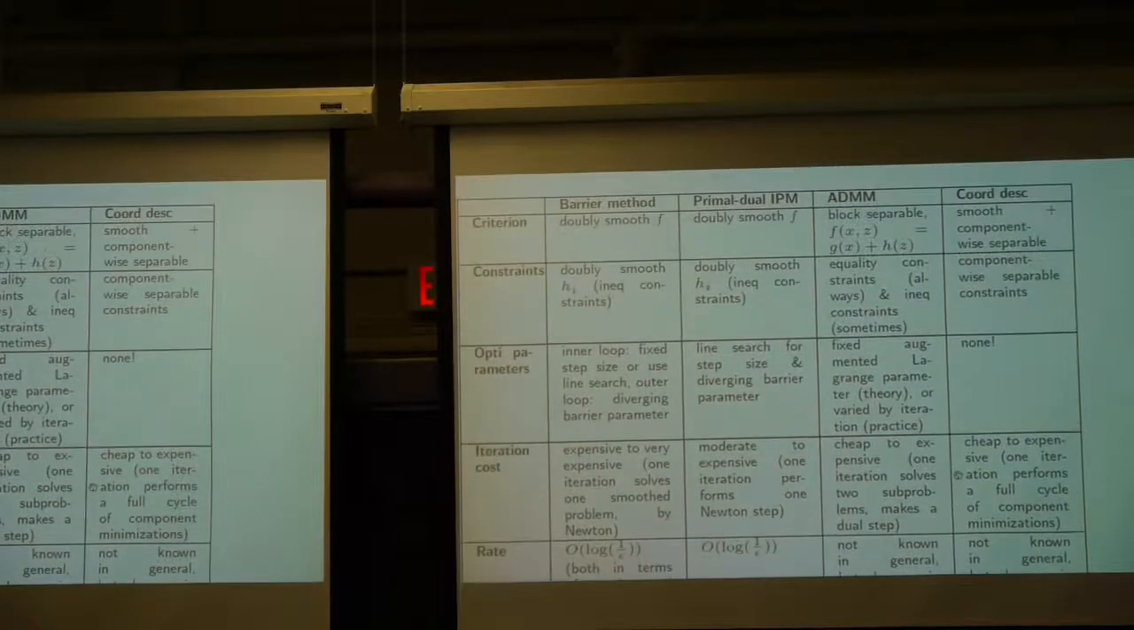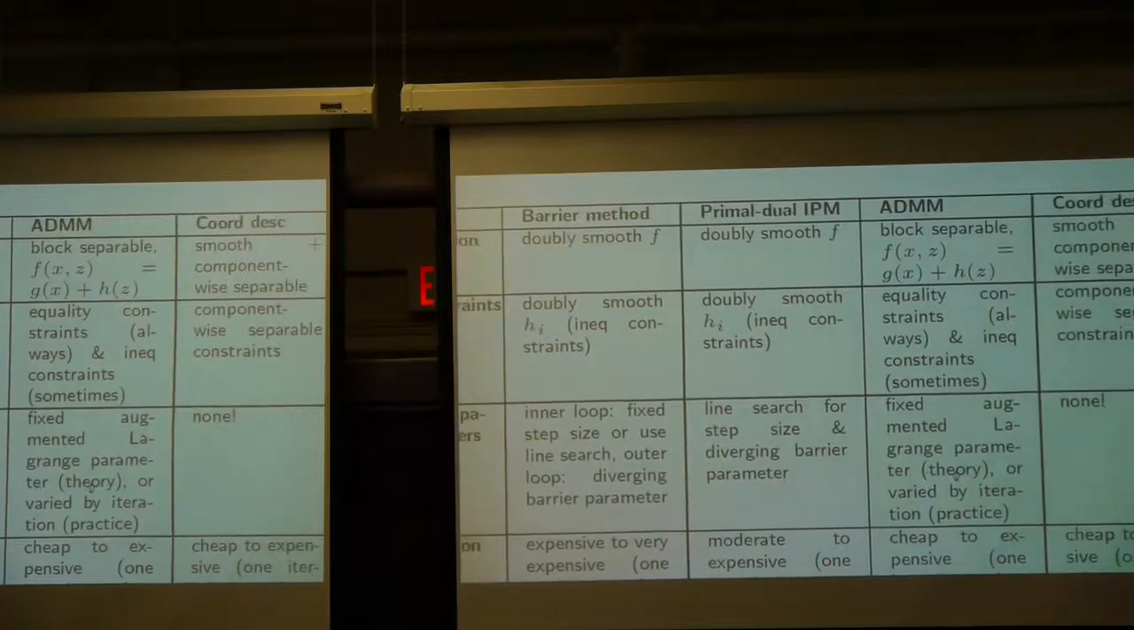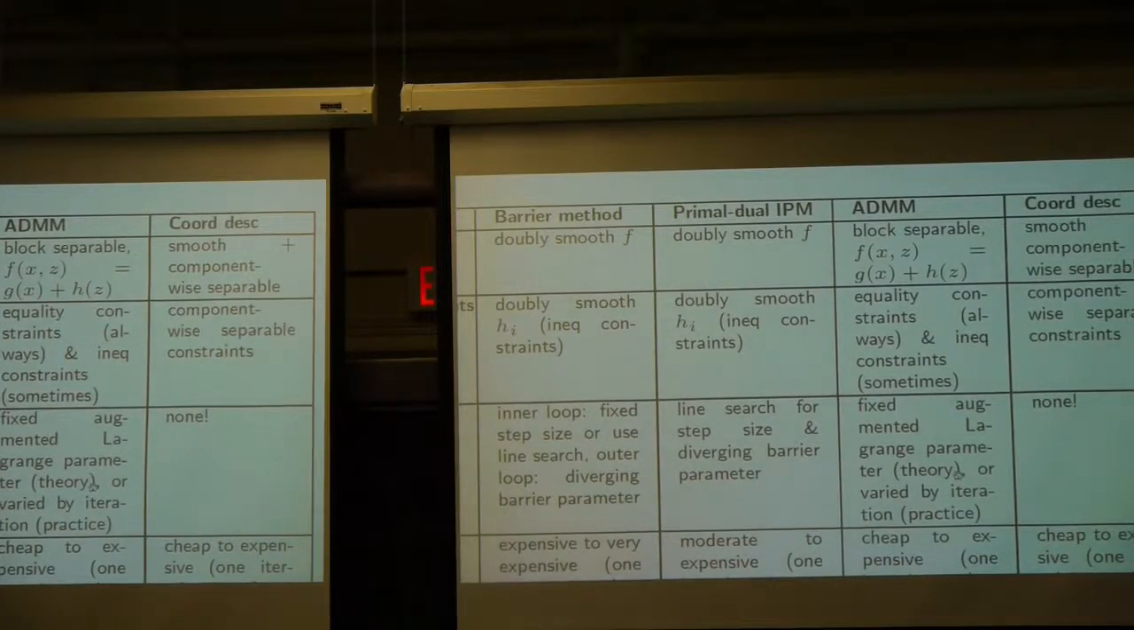How about coordinate descent? It's a very different set of assumptions. We assume that our function decomposes as a smooth function plus one that's component-wise separable. So f of x is g of x, where g is smooth, plus h of x. And h has to decompose as the sum of h_i of x_i. So it has to be a sum of functions of the individual components. They can be non-smooth. That's totally fine. And how about constraints? I can do any constraints that are component-wise separable. For example, if I can write the constraint as a sum of indicators on each component, then I can handle it with coordinate descent. So a box constraint is totally fine.